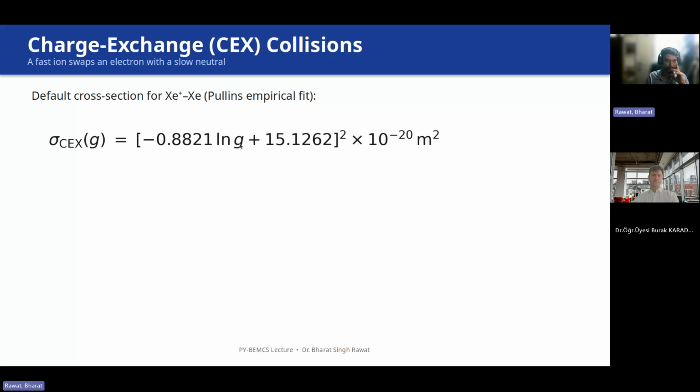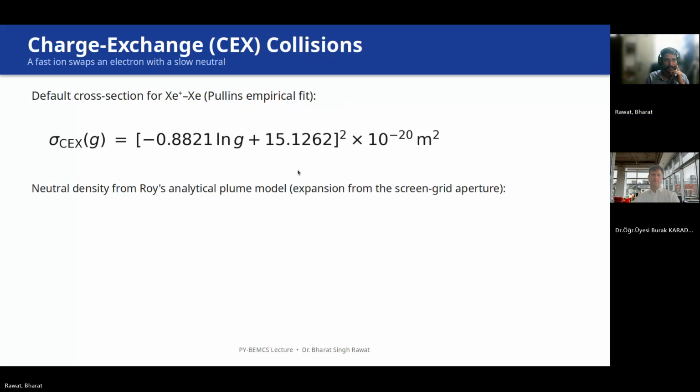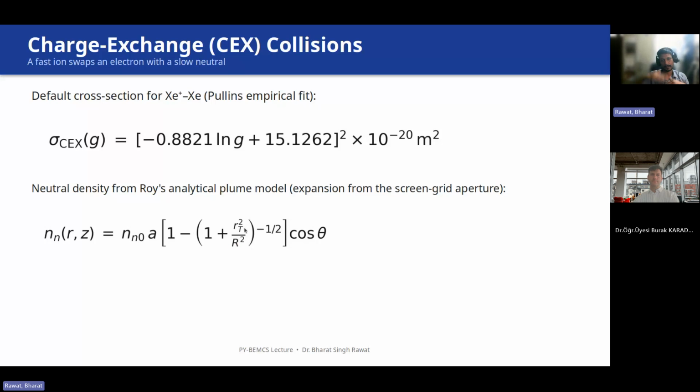So you have the velocity, which is g, and then you have this empirical fit from Pullen's paper between xenon ions and xenon gas. And the way the plume expands from the screen grid aperture is defined by this analytical expression, where R is the radial location and RT is the radial extent of your domain, and N0 is again your neutral density. I took these from Lubos Brieda's very nice article on his website, Particle in Cell Consulting, where you can find a very good explanation of how to use this expression to model the expansion of the neutrals.